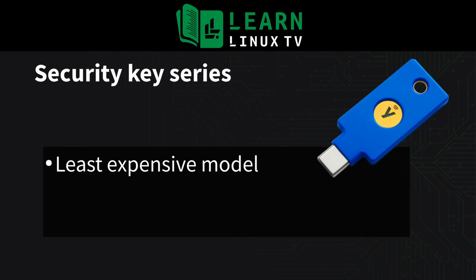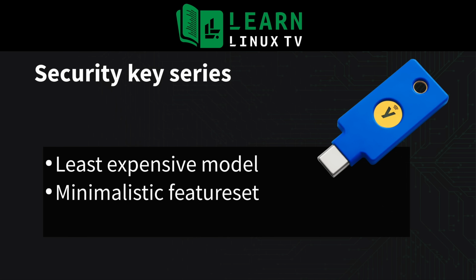The Security Key is the least expensive model that YubiKey makes available, and it starts at just $25 US. However, with the lower price comes a trade-off. The Security Key lacks OTP, NFC, and they also lack a fingerprint reader as well. But if all you need is U2F, then, well, it's the least expensive way to get started.